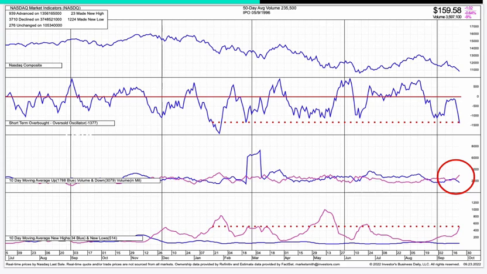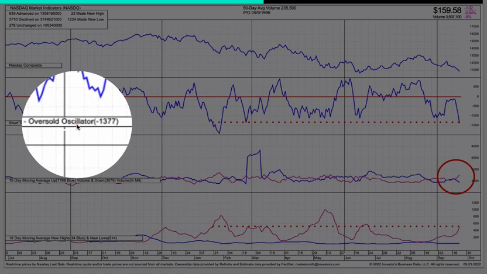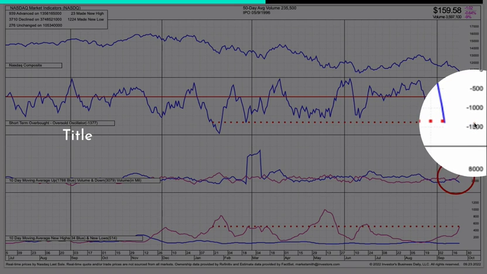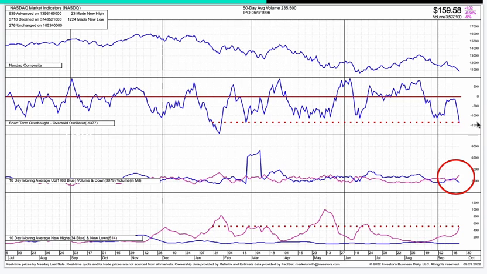The next internals that we're going to look at are 3 indicators from the market's data. So first is the short-term overbought oversold oscillator. Now we are at this minus 350 level, 370 to be exact. And this, as you see, has gone straight down. I put the dotted line to see when are the other times that we hit this level.